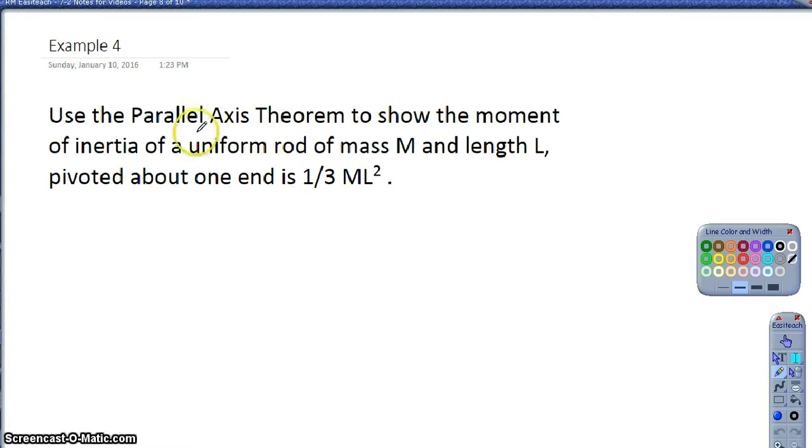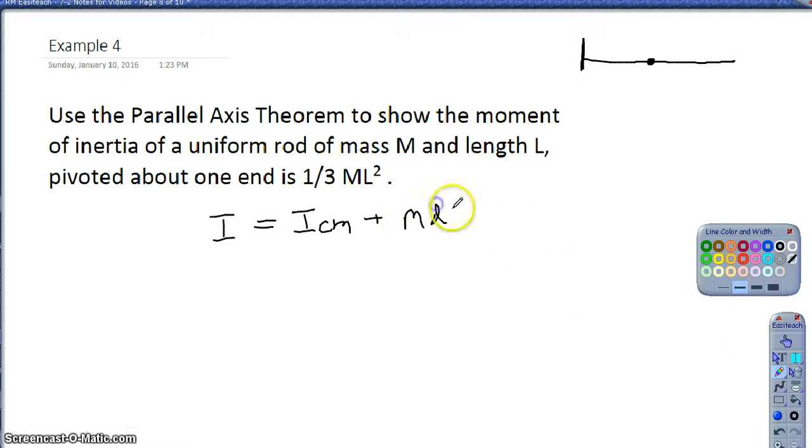But anyway, use the parallel axis theorem to show the moment of inertia of a uniform rod of mass m and length L pivoted about one end is 1/3 ml squared. Right, so we've already seen this using the integral, but we want to show it using the parallel axis theorem. So we want to show that a rod being pivoted about this end here would have that 1/3 ml squared. Again, we already know that's the right answer. We're just going to show it using the parallel axis theorem. So the parallel axis theorem says the moment of inertia about that pivot point equals the moment of inertia about the center of mass plus md squared, not L squared.